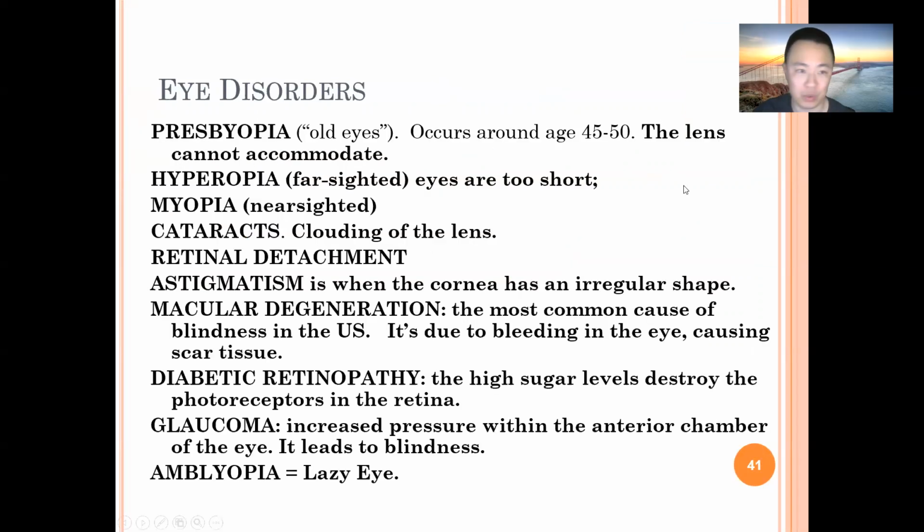Now, some eye disorders here. Presbyopia here occurs around age 40 to 50, where the lens can no longer accommodate. Typically happens in elder individuals, which is why they call them old eyes. Hyperopia here is farsightedness, where the eyes are too short. They can see far. Okay. Myopia here is nearsighted, where they can see near. Cataracts here is a clouding of the lens.